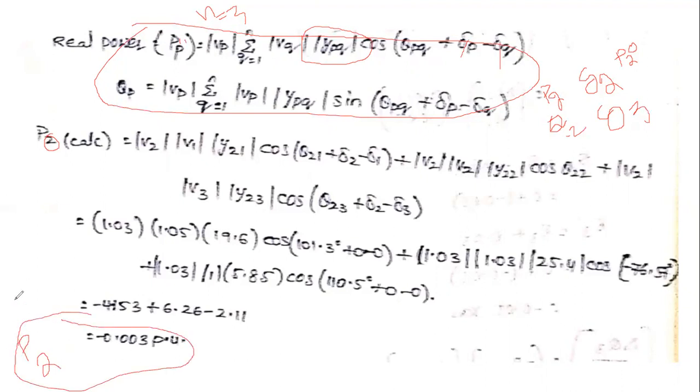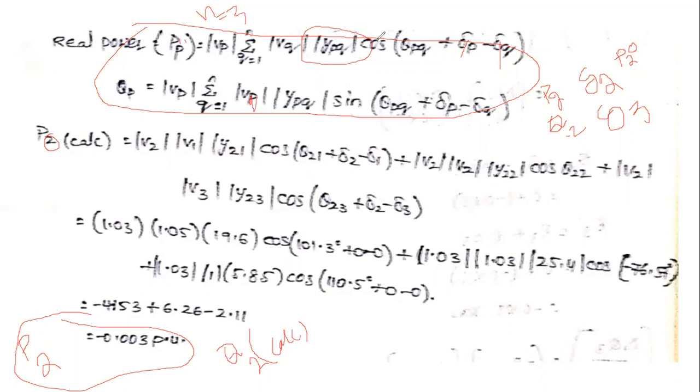This is the P2 calculated value. Similarly, we are calculating the Q2 calculated value. Q2 calculated is equal to, sorry, P equal to 2, V2, this is VP and this is VQ. Not VP, this is VQ. VP, VQ, YPQ, sine. Okay, that is the difference between the P and Q formulas.